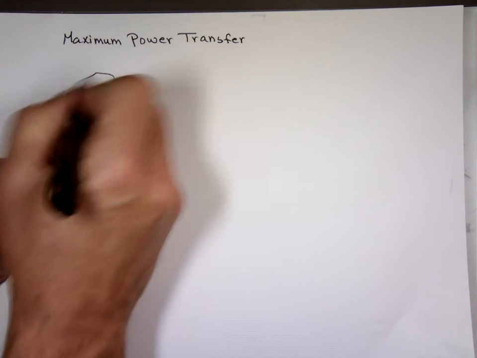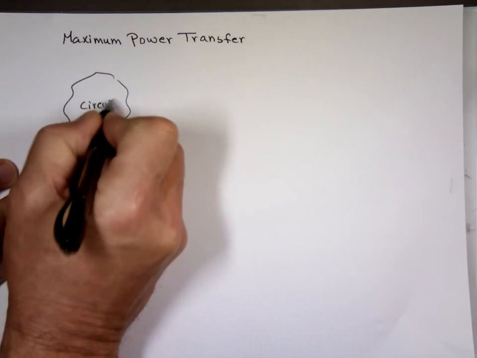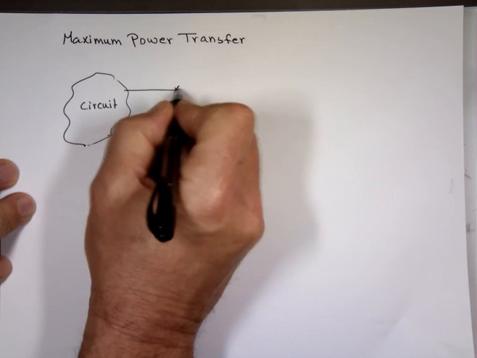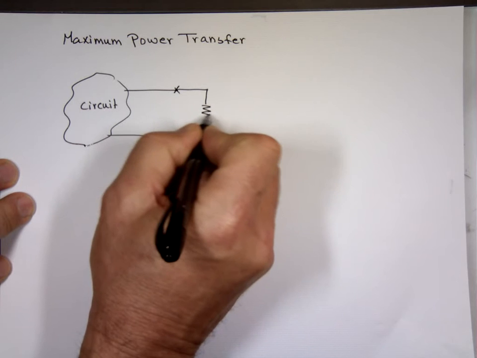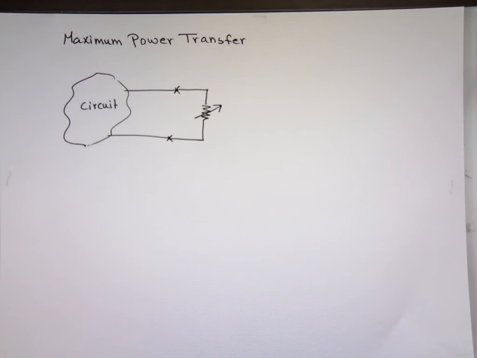Let's say we have a big circuit here, and what's attached to that circuit is a load that you can adjust the value of. So when you see a line going through that, that's called a variable resistor. You can change the value of that resistor.